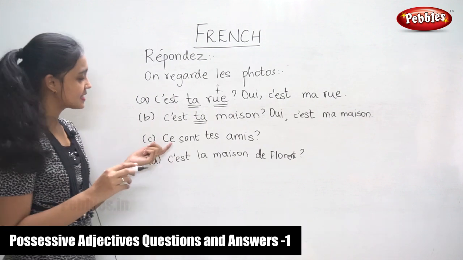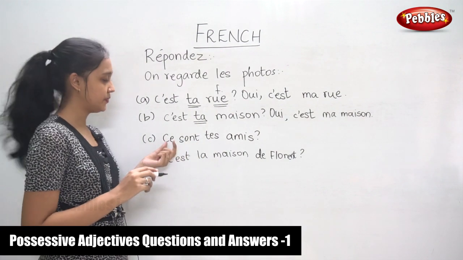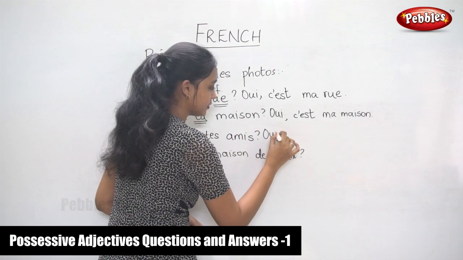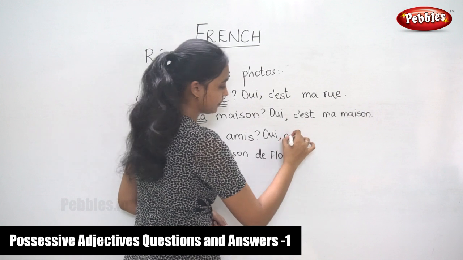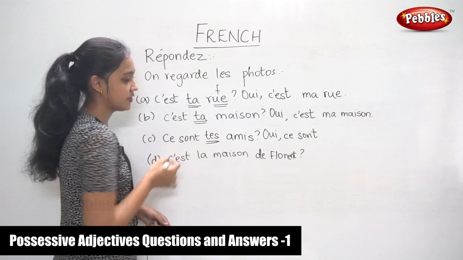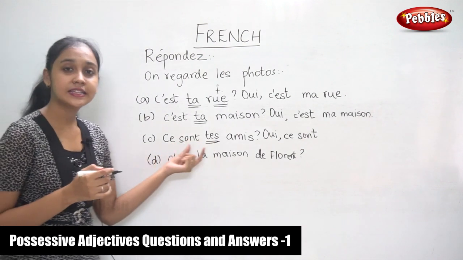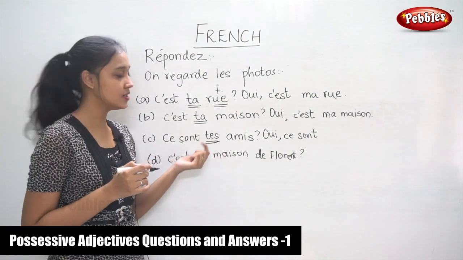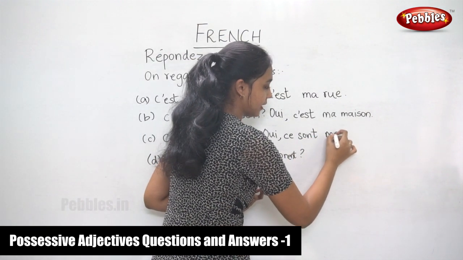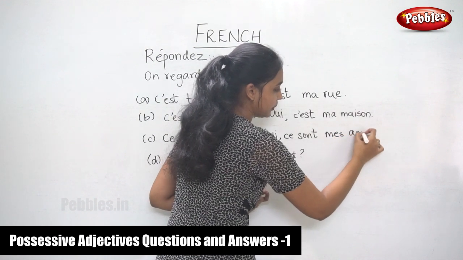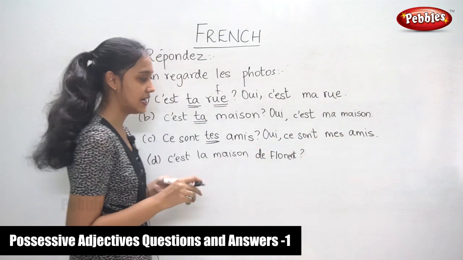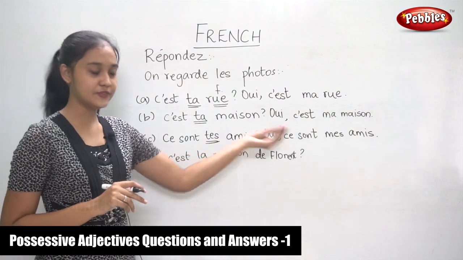The next sentence. Ce sont tes amis. These are your friends. Oui. Ce sont. Now, the possessive here is tes. Tes is second person. So, when we change it to the first person, it becomes mes. And amis. Oui, ce sont mes amis. Yes, these are my friends.